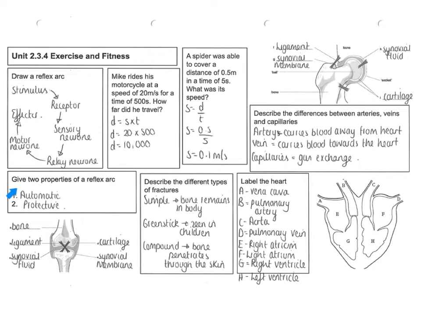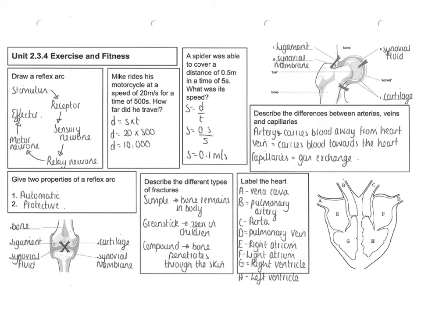Two properties of a reflex arc is that they're automatic. When you put your hand on something hot, you don't sit there and think, oh, my hand's really, really hot. I best pull it away before I hurt myself. Nope, you do it straight away without thinking. And that's why we have the reflex arc. It's automatic and it's protective. It's trying to protect us from harm.